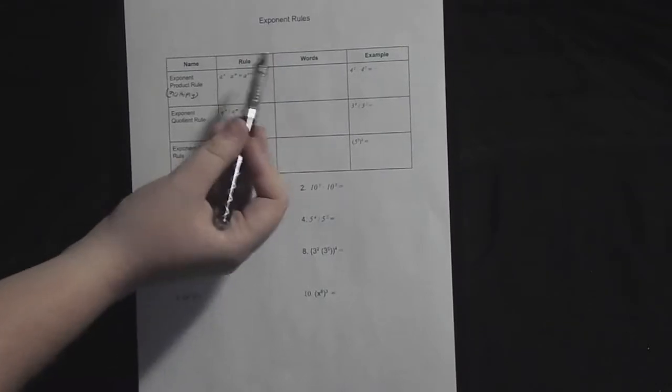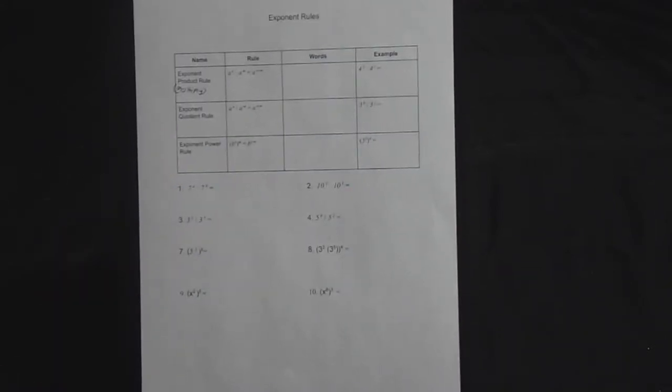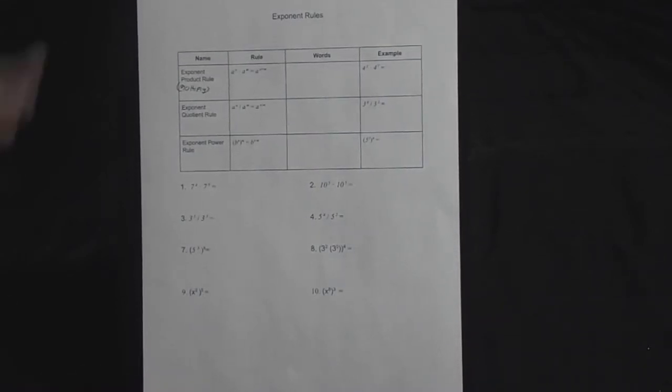And you can see this rule that says a to the power of n times a to the power of m equals a to the power of n plus m. I'm sure that makes no sense to you right now. So we're just going to jump to the example, and you're going to see what happens. And then I will go back to the rule, and then we'll put it in words.